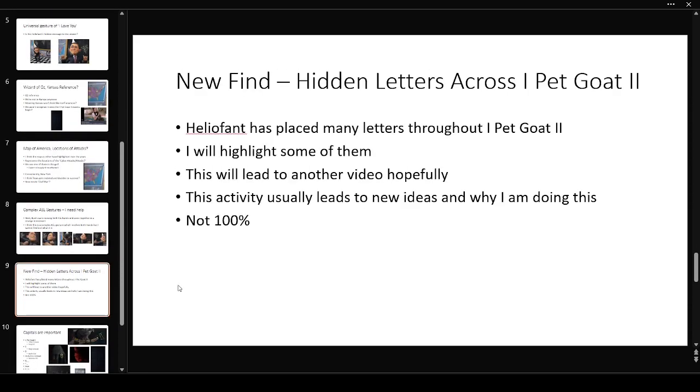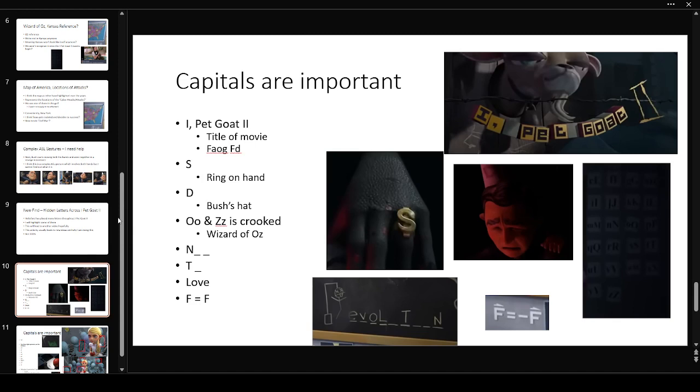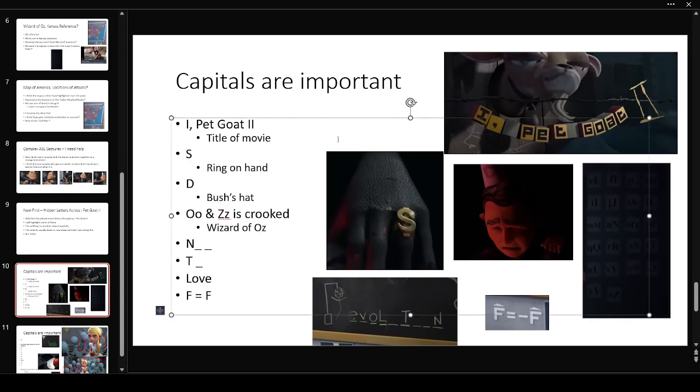Now, this is a new find as well, I think. I have been finding these hidden letters across iPet Goat 2, and I'll just highlight some of them. I think that this will also lead to another video, hopefully, as I do this to try and create new ideas that give me a new sense of looking deeper into different aspects of it. Okay, so iPet Goat 2 is the title of the movie. I think I've covered this in one of my previous videos, but this whole thing needs its own. But these blocks, this could be an H.